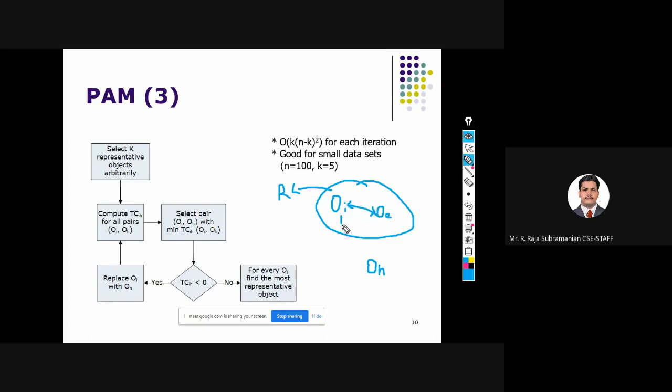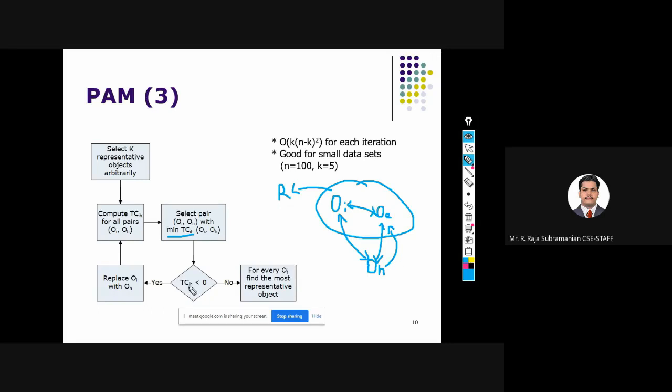Now initially I'll be finding the distance from OI to OH, and this distance should be minimal compared to the distance from OE to OH at least. Why? Because if OE and OH are very close, and since OE is present in the OI group, then OH can also be present in the OI group. That is the logic. So that's why I take the minimum distance: at least for any one of the items in OE, is it having a closer relation or not? If it is, then I can include them.